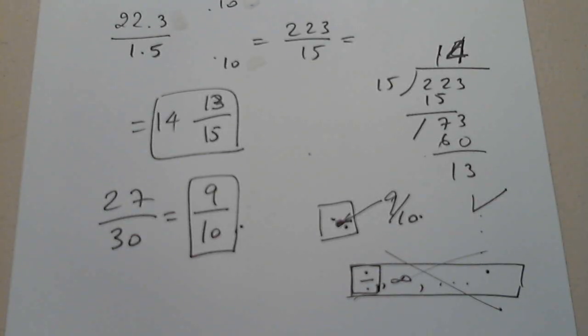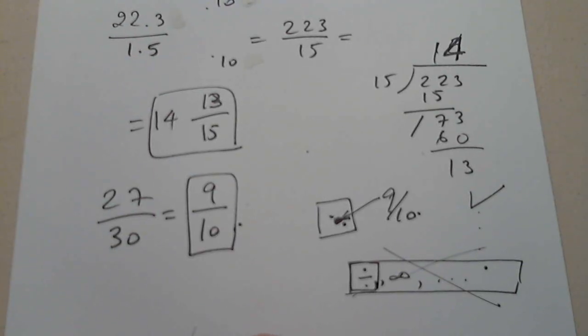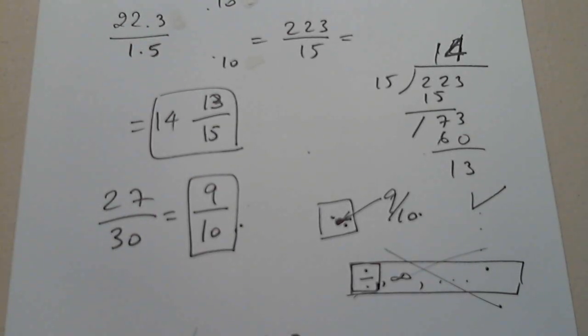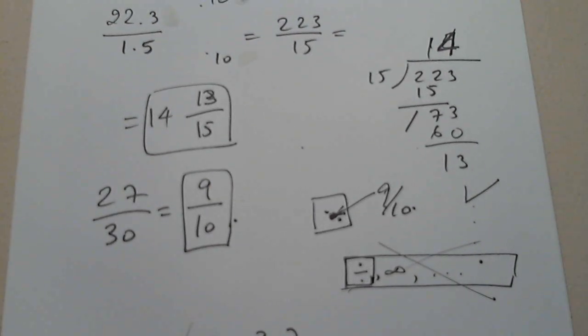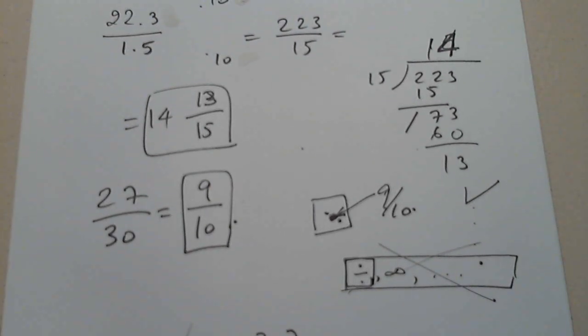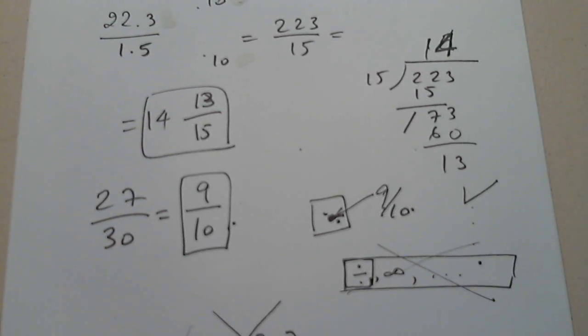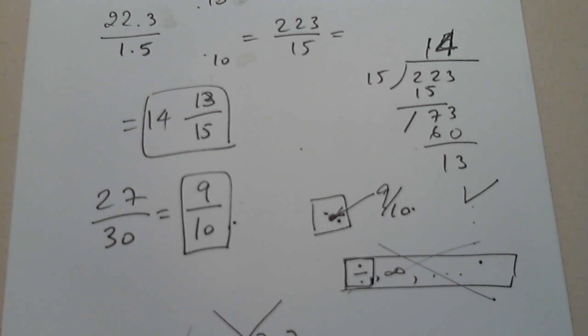Would you do 12 minus 3 times 7? You cannot change an expression and assume it's the same. This will never equal this. This is 21 plus 12, and this is negative 21 plus 12. They cannot be the same. We cannot do that. We have to find an equivalent expression using the commutative law of addition.